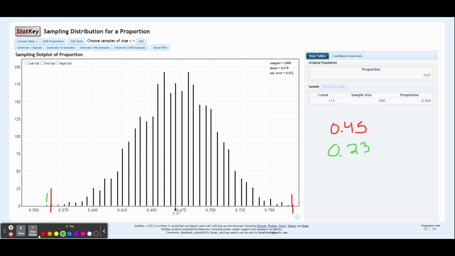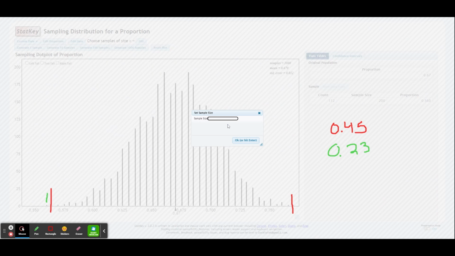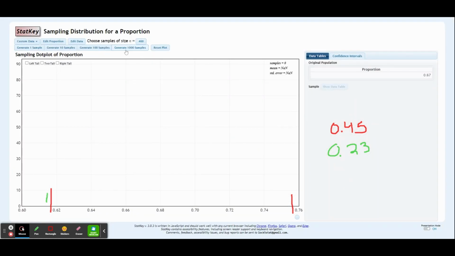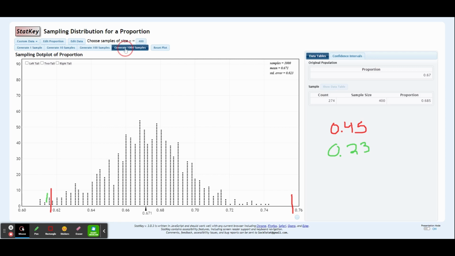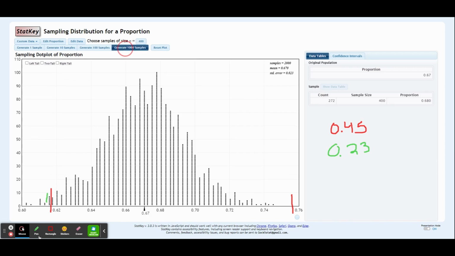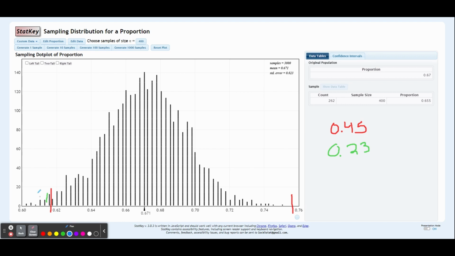Well, let's change it to an even higher sample size. So if we did, let's say, 400, and let's take several thousand samples again. Here, let's go with blue, we get about 0.6 to about 0.75. So 0.75 minus 0.6, we're going to get about 0.15 here for our spread, our range, I should say.